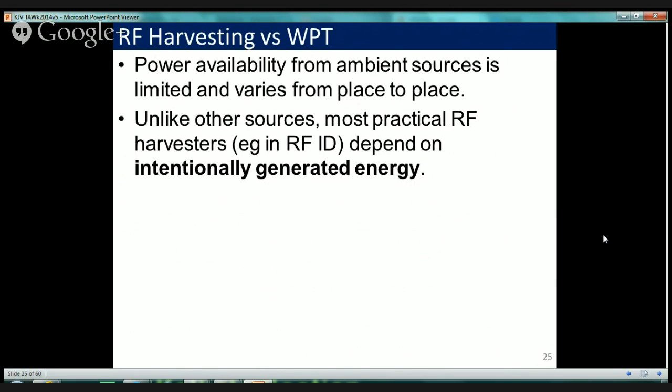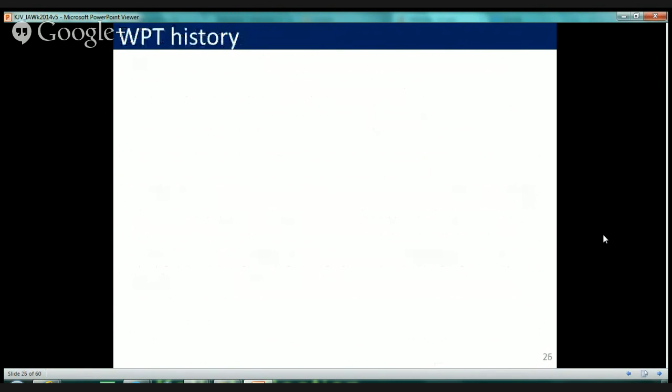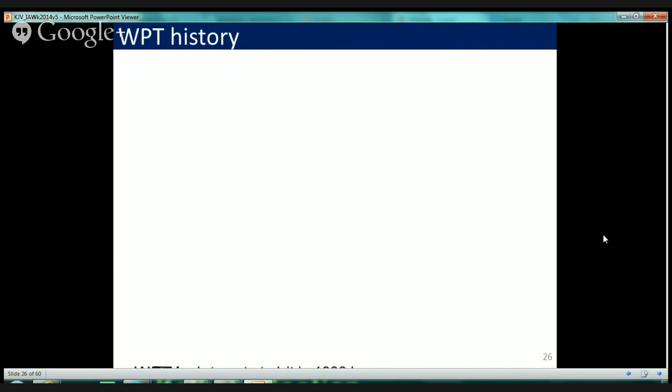It is also possible that the practical scenario would be something that you actually intentionally generate. And when you say it is intentionally generated, you are basically coming to the realm of what is called wireless power transfer. You have an RF source which is intentionally generated. It is placed exclusively for the purpose of energizing your device.